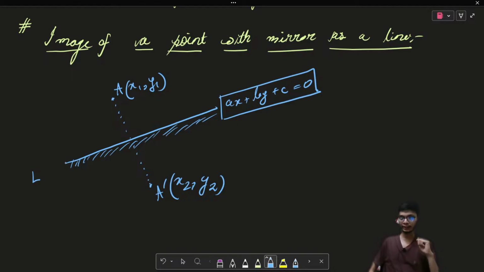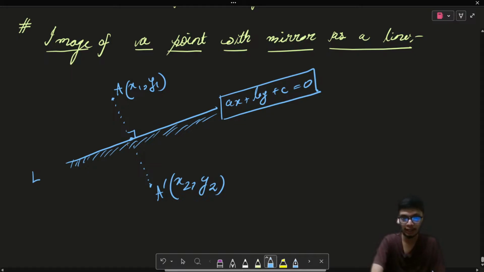So how am I going to do that? The simplest way to solve this problem we have already seen in our previous discussion of a point with respect to a plane as an image, or a mirror. What we did is that we found out the foot of perpendicular as well. So the basic concept remains the same. You can again solve this problem by applying the concept of vectors as well.